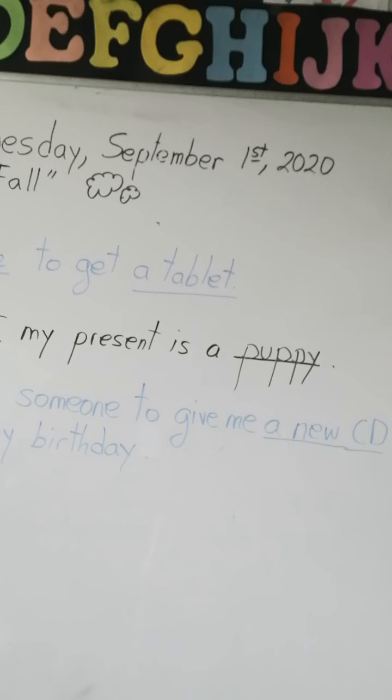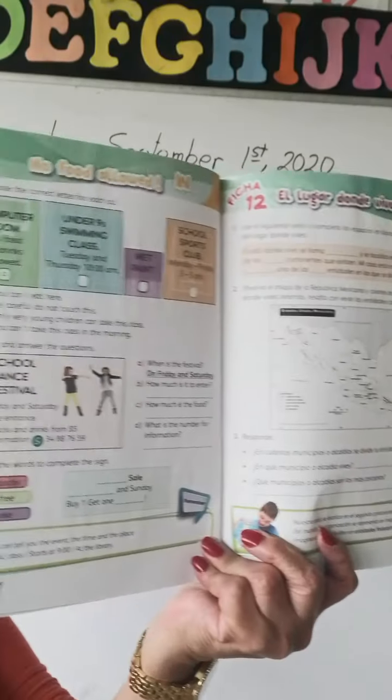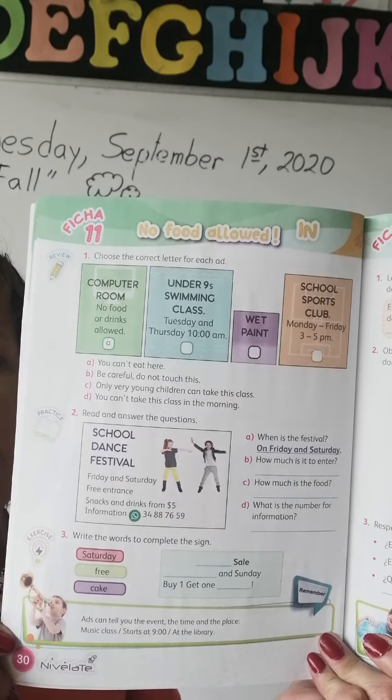Okay, because we are going to go now to the other activity, okay, that we have on page 30. Okay? Well, I'm going to tell you what are we going to do. Okay? Are you ready to continue with this? Okay, now we are on page 30. Okay, I have here page 30.